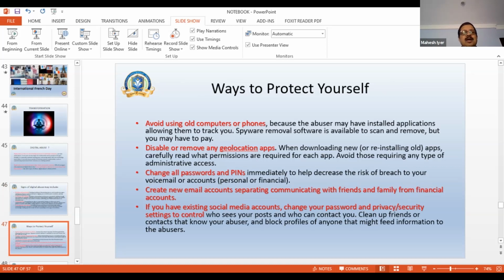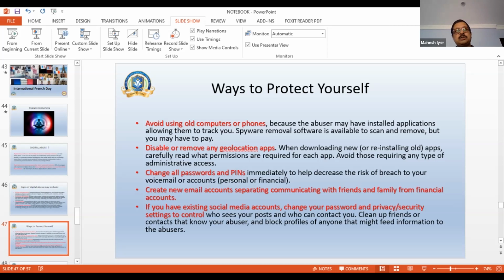How to protect it? Avoid using old computers and old devices. Disable or remove any geolocation apps. Change the passwords and pins frequently. Create new email accounts, separating your communication accounts and financial accounts. If you have existing social media accounts, change your password and privacy security settings to control it. Yes, these are the protective measures that we have to tell our students as well as the grown-ups.